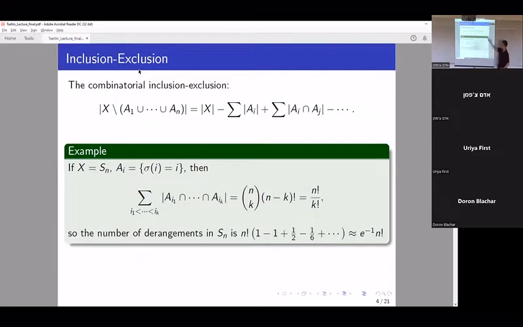The sum here looks like this. We want to look at the intersections of all k subsets. We need to choose which k points will be our fixed points, and then we have n minus k factorial ways to order the rest, which is just n factorial over k factorial. So the total number of derangements is n factorial times 1 minus 1 plus 1 over 2 minus 1 over 6, and so on, which is again n factorial over e.